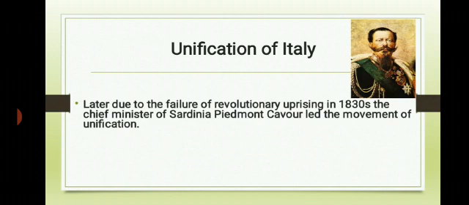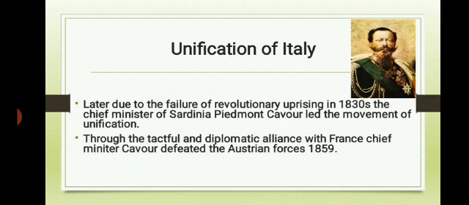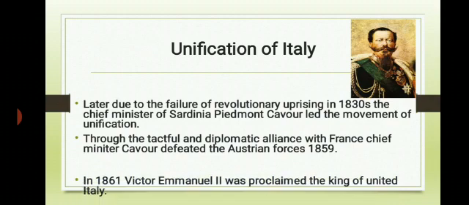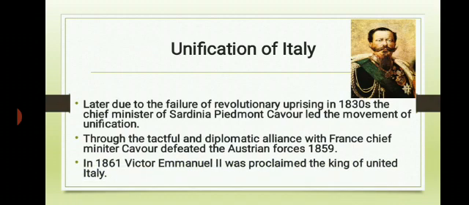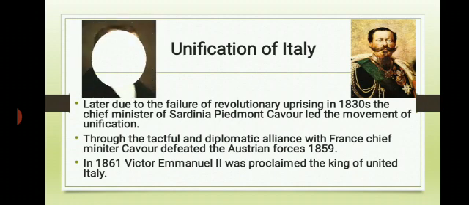Later, due to the failure of the revolutionary uprising in 1830, the chief minister of Sardinia-Piedmont, Cavour, led the movement of unification, and through a tactful and diplomatic alliance with France, he defeated the Austrian forces in 1859. In 1861, finally, Victor Emmanuel II was proclaimed the King of United Italy, and you can see here a pic of Victor Emmanuel II, and the second pic is of Chief Minister Cavour, whose diplomatic alliance with France played a major role in defeating the Austrian forces.